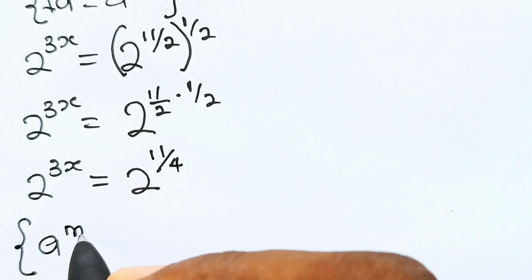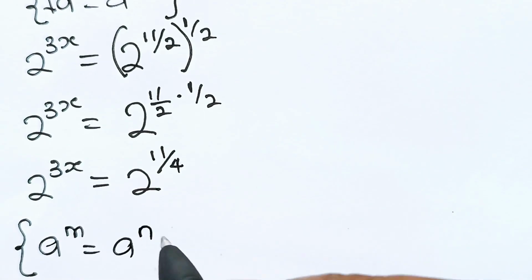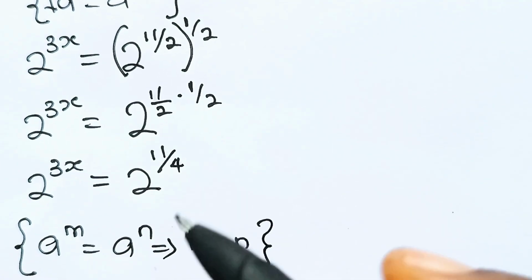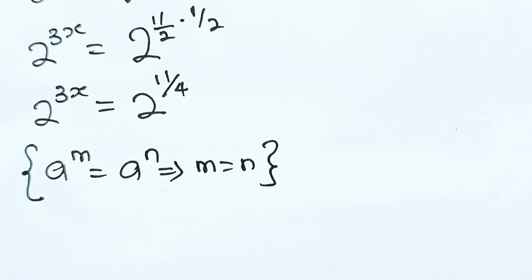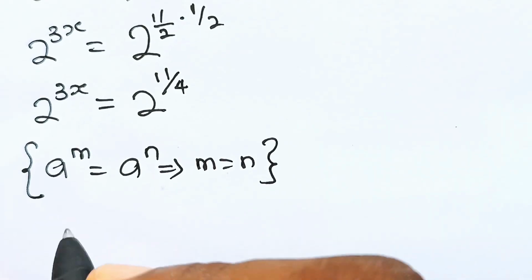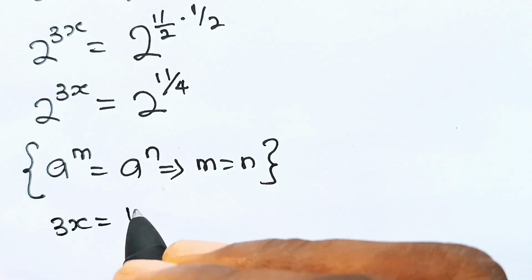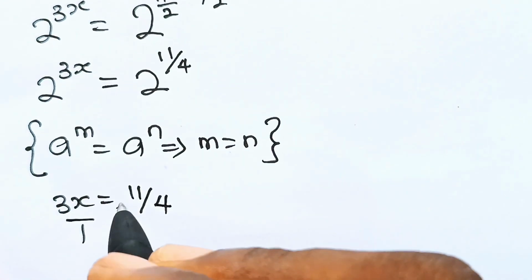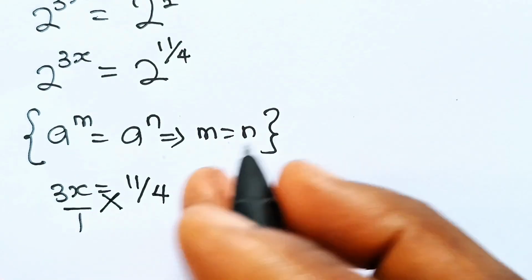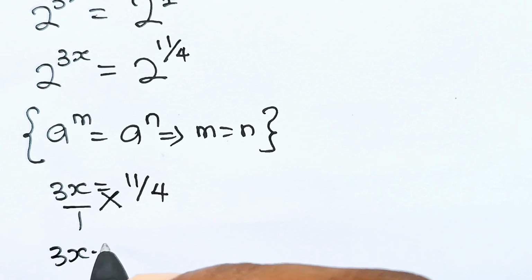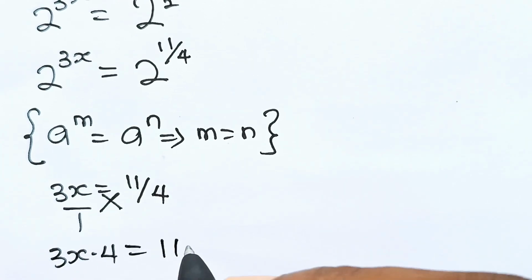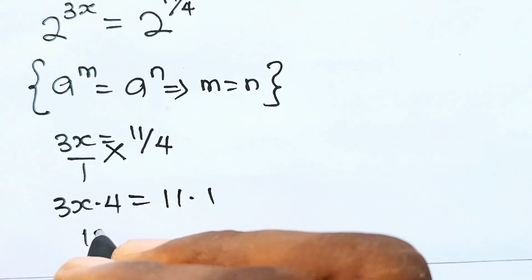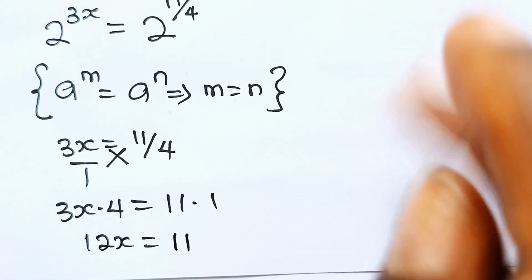But a to the power of m equals a to the power of n implies that m is equal to n. So this implies that 3x is equal to 11 over 4. If we cross multiply, we have 3x multiplied by 4 is equal to 11 multiplied by 1. We have 12x is equal to 11.